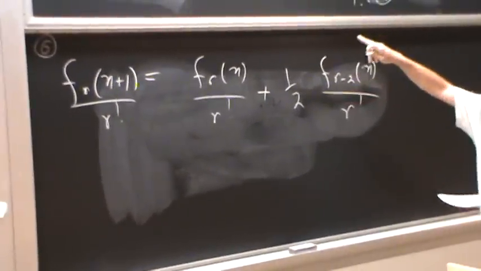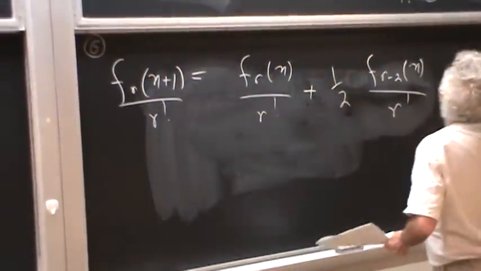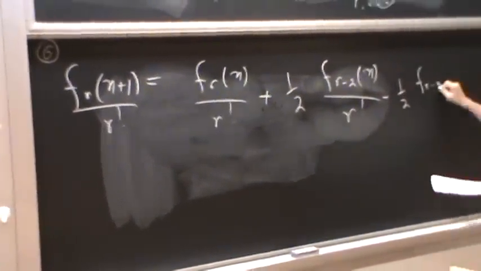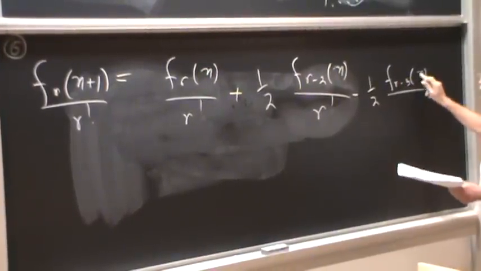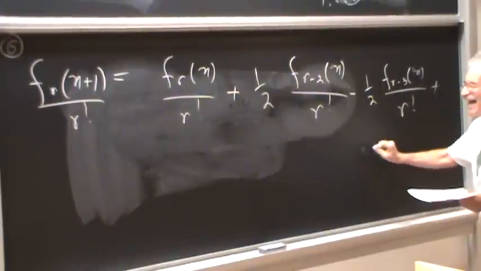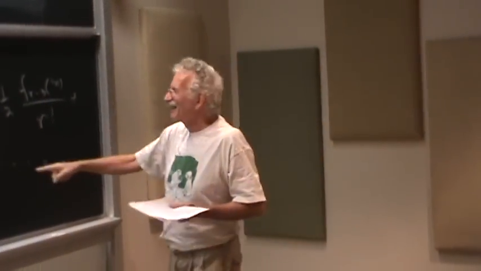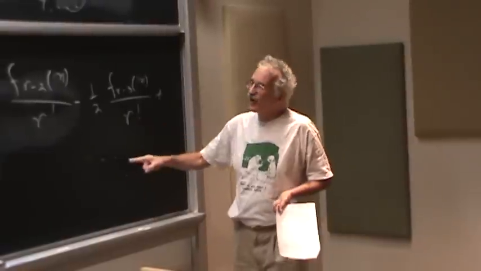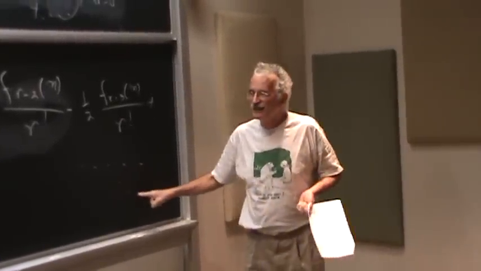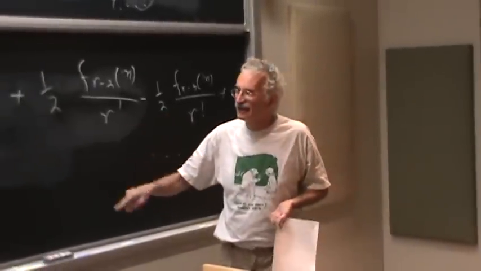You compare coefficient of z to the power r on the left and the right. There's only one here, and minus 1/2 f sub r minus 3 of n over r factorial plus... It's an infinite order recurrence. You can, and at the end, but for any finite r, you only need finitely many terms. So that's another way of cranking out many things.